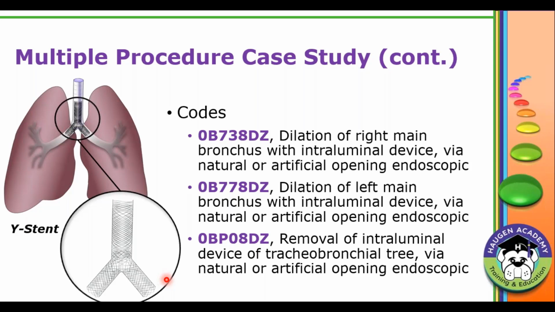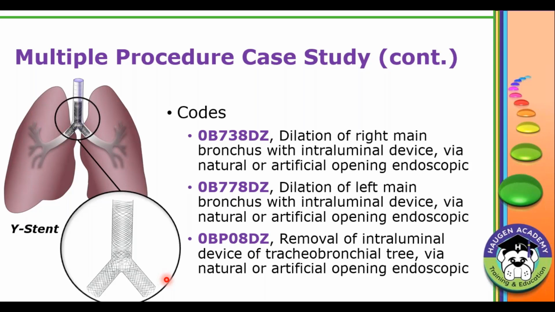But it happens that the most distal body part is a bilateral body part. But when you get into the tables, there is no bilateral body part value. So by applying the bilateral body part guideline, we end up with a code for dilation of the right main bronchus and a code for dilation of the left main bronchus. We're also going to assign a code for the intraluminal removal of the existing stent, the fractured stent.